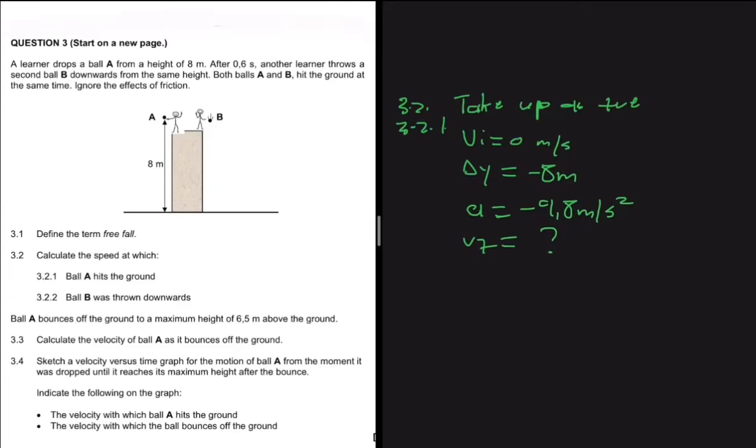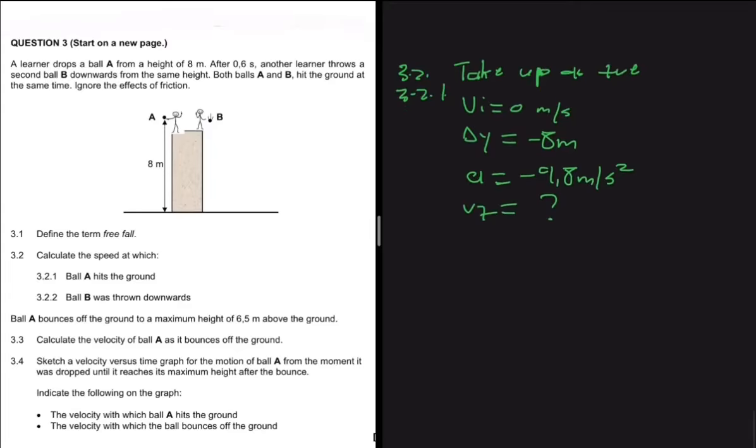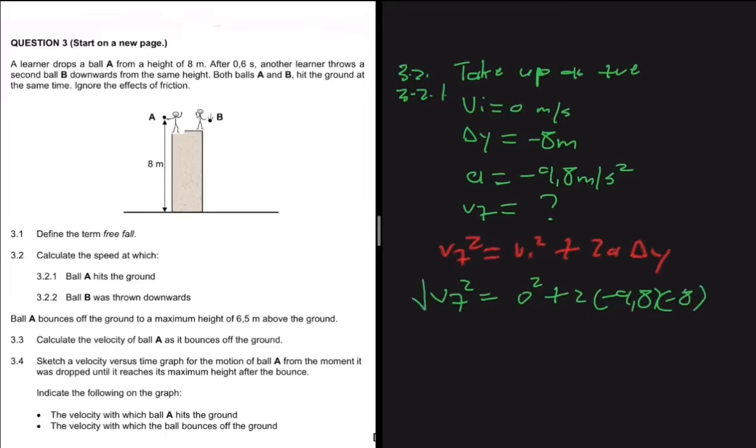Which equation can we use to find VF? It will be easy to see that VF squared is equal to VI squared plus 2a delta y, right? We are governed by the information we have and nothing else. So VF squared is going to be equal to 0 squared plus 2 multiplied by minus 9.8 multiplied by delta y, which is minus 8. So we're going to take square roots on both sides, right? Let's take the square root on the left hand side and the square root on the right hand side.